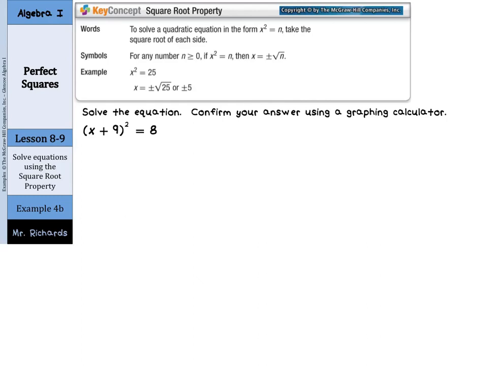In our next equation, x plus 9 squared equals 8. Again, we will rewrite this here. So if we take the square root of both sides, we're left with x plus 9 equals plus or minus, and let's write this as the square root of 8.